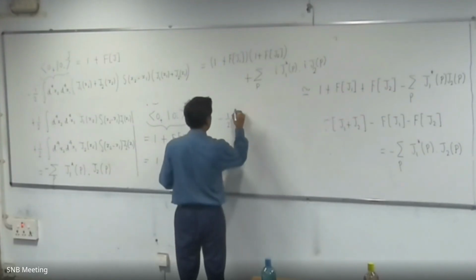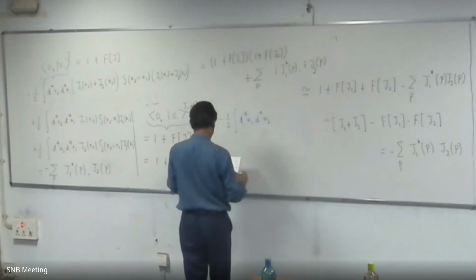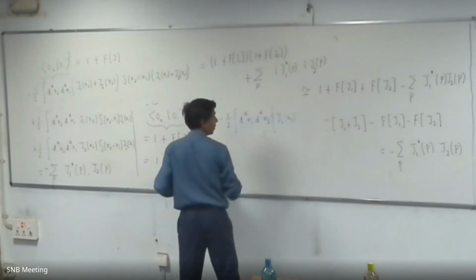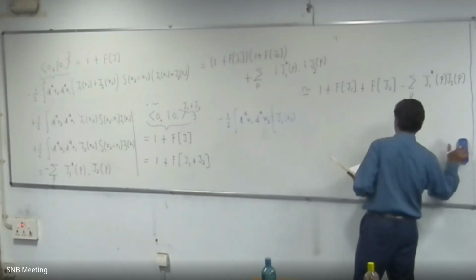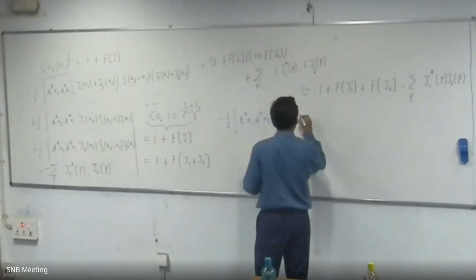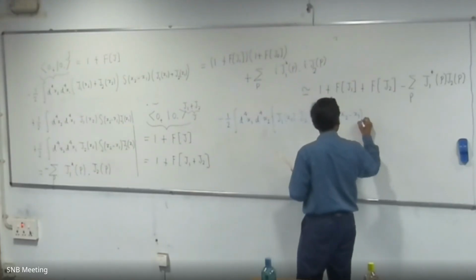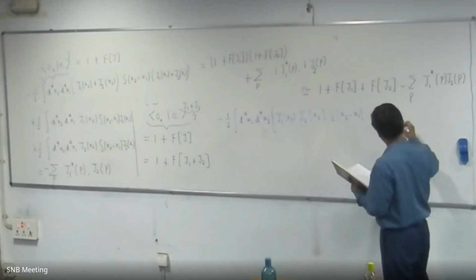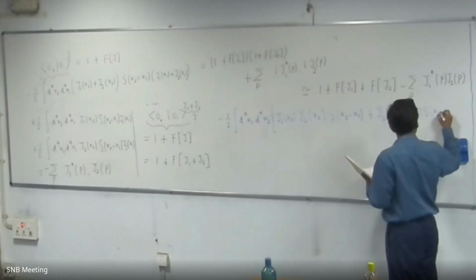It will be minus half d4 x1 d4 x2. Then you will get j1 x1 j2 x2 S x2 minus x1 plus j2 x1 j1 x2 S x2 minus x1.